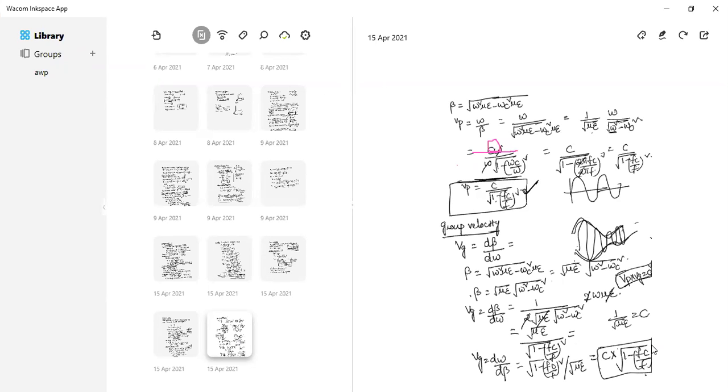What is the relation between group velocity and phase velocity? Group velocity times phase velocity is equal to c square. Up to this we discussed yesterday. Any doubts in this?